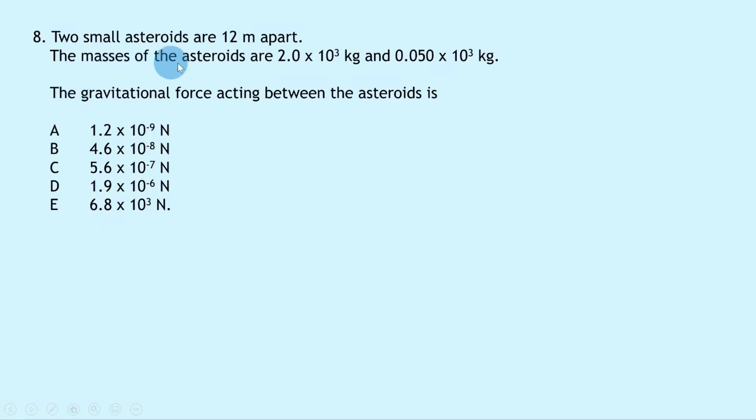Question 8 says two small asteroids are 12 metres apart. The masses of the asteroids are 2.0 times 10 to the 3 kilograms and 0.050 times 10 to the 3 kilograms. The gravitational force acting between the asteroids is. Now notice we're given two masses, a distance, and we're asked to find the gravitational force. So this is dealing with Newton's law of universal gravitation, which is F equals Gm1m2 over r squared. And we want to calculate F.